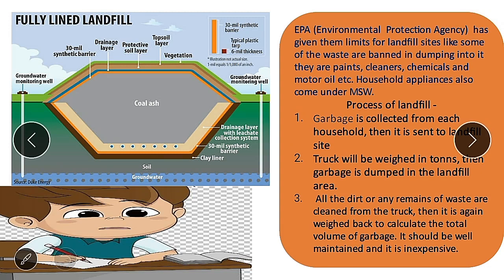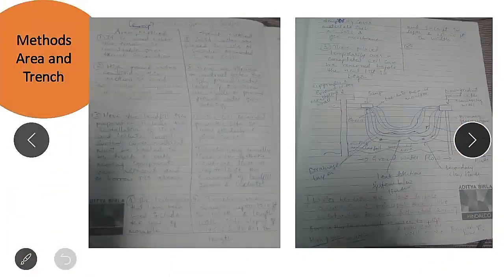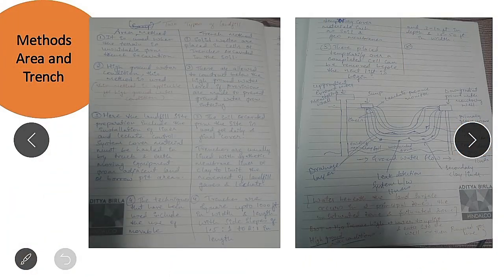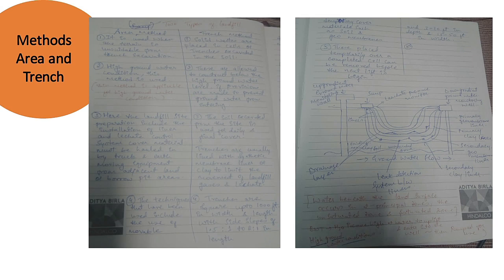After all the dirt and remains of the waste are cleaned from the truck, the empty truck is weighed back again. Why? To calculate the total volume of garbage generated. Then it should be well maintained, and it is inexpensive. Since it is inexpensive, we are not using many mechanical devices here, so it becomes a one-time investment, one cost. So let us study the methods. We will discuss the methods followed, the area method and the trench method.